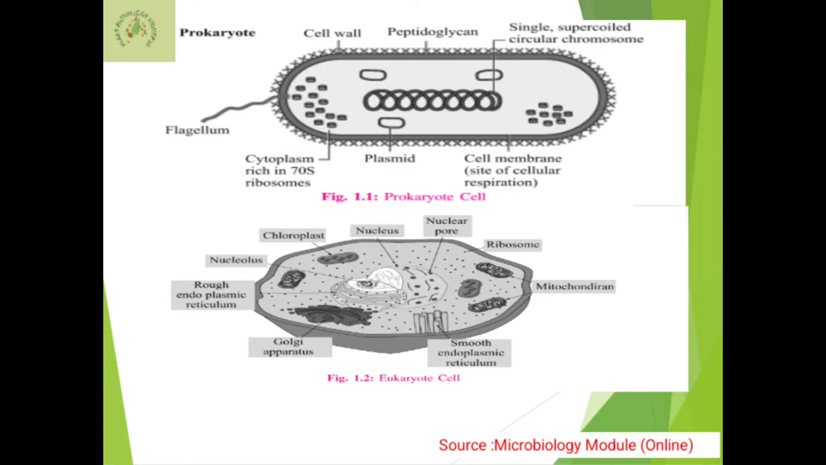Primitive type of nucleus means their nuclear material, that is their DNA, is not bounded by any nuclear membrane. As you can see here in the first picture, their genetic material is not bounded by any kind of membrane, right? However, it is different from the eukaryotic cell, as you can see in the second picture, where the genetic material, that is the DNA or the nucleus, is enclosed within a nuclear membrane. So that is a major difference between a prokaryotic and eukaryotic cell, because eukaryotic means eu means true, and karyon again means nucleus, right?